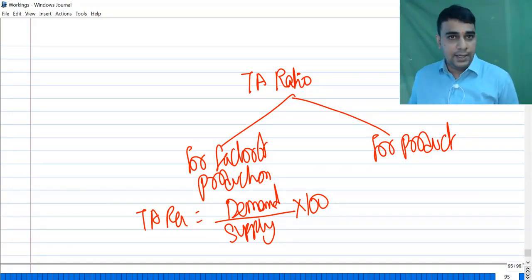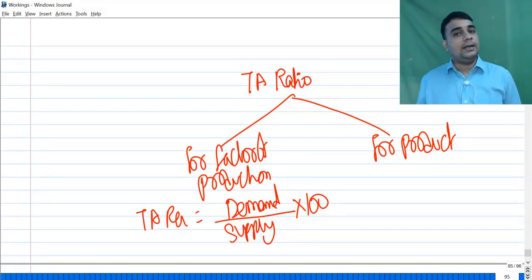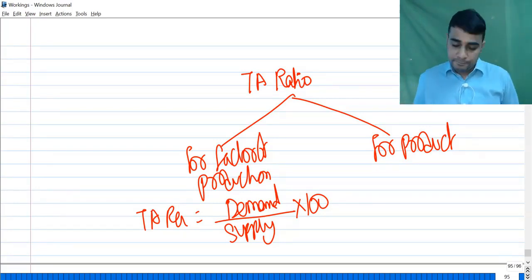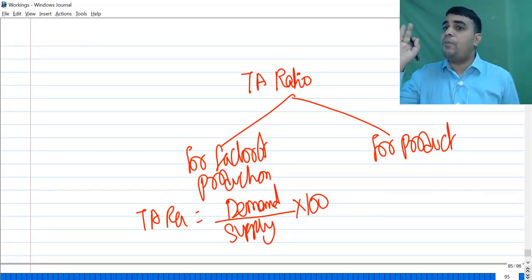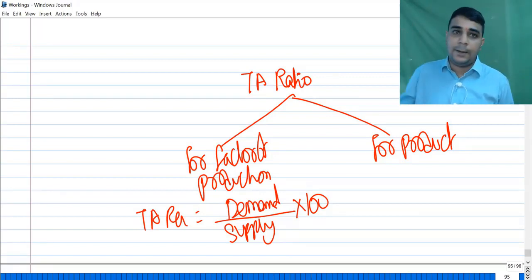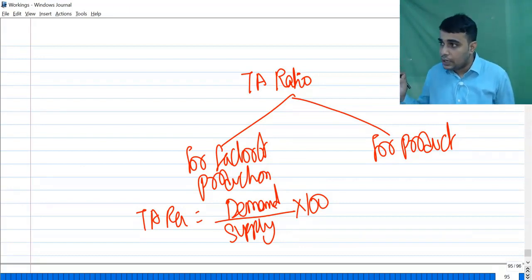Once you calculate the TA ratio, let's assume there are 5 factors given in the question. You calculate a TA ratio for all the 5. You calculate for department A, department B, machine A, machine B, machine C. Whichever has the highest TA ratio is the bottleneck. Everything else is also bottleneck, but I am not bothered about it. Anything more than 100% is bottleneck.